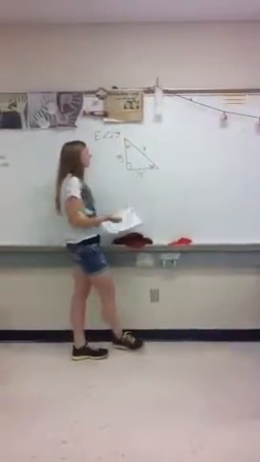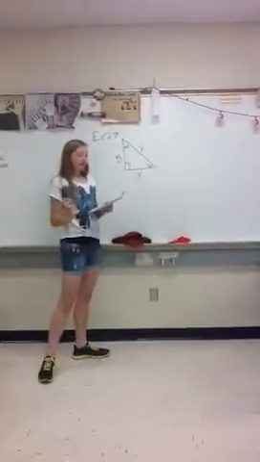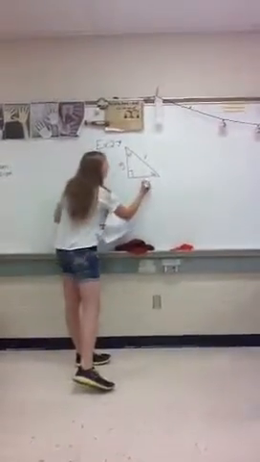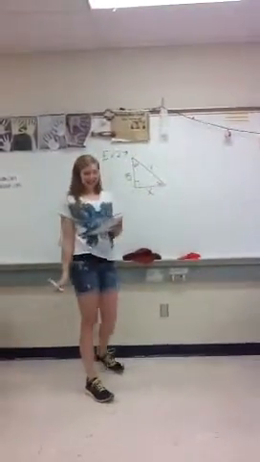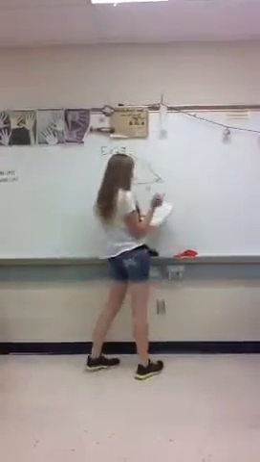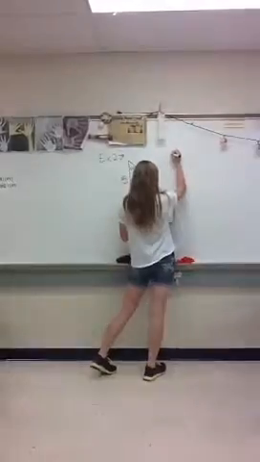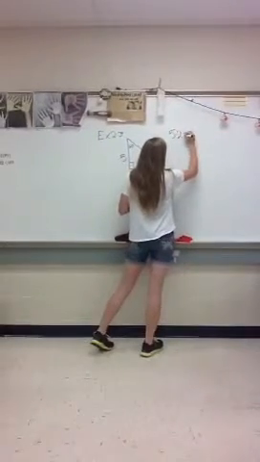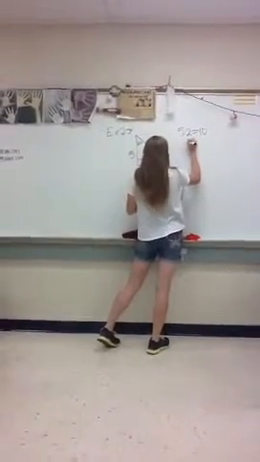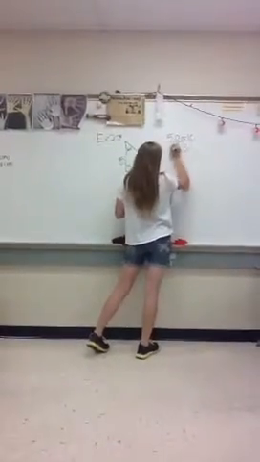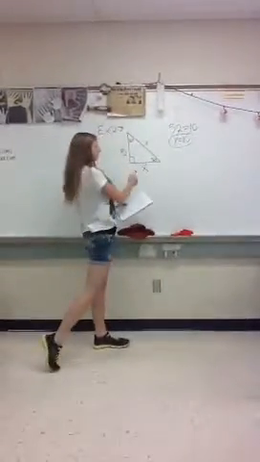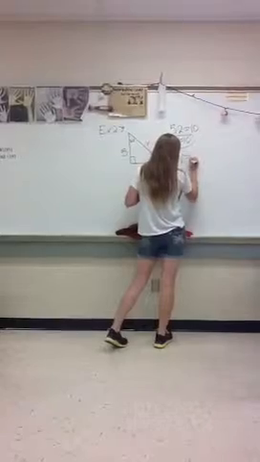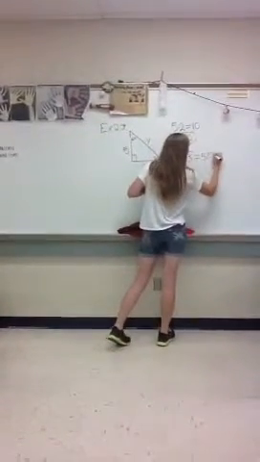And 5 radical 2 is our answer. For the 30, 60, 90 triangle, we have 5 as one leg, y is the hypotenuse, and x is the other leg. To find the hypotenuse, we do 5 times 2, which equals 10, so y equals 10. And to find the other leg, we do 5 times radical 3, which equals 5 radical 3.